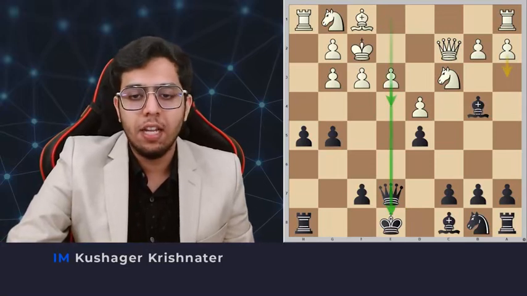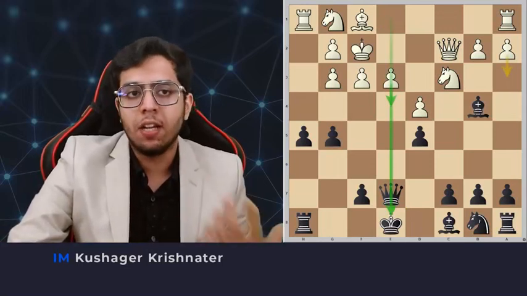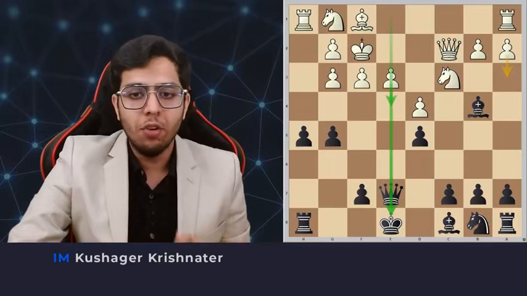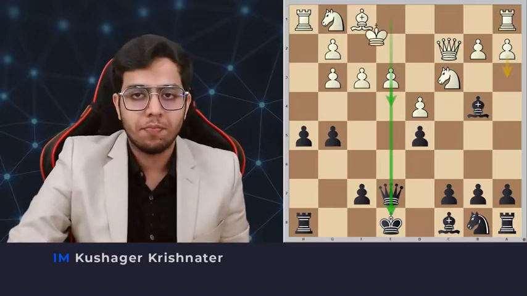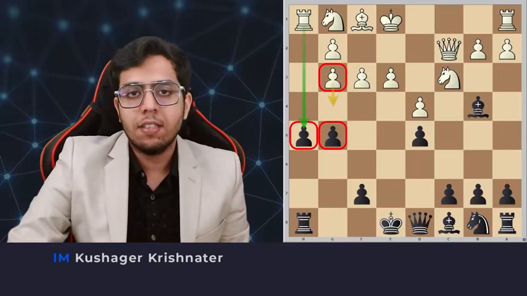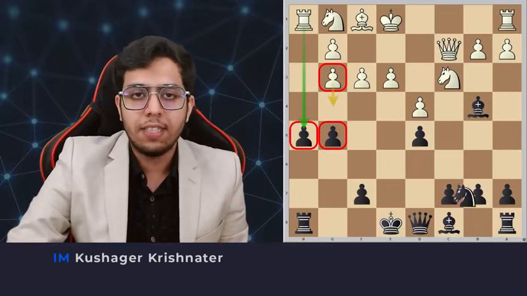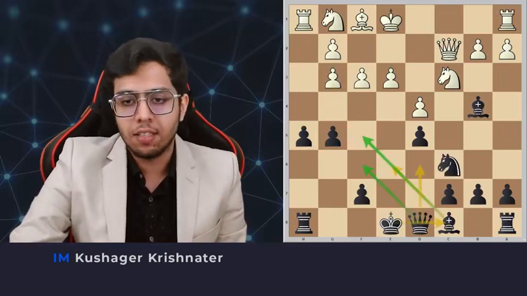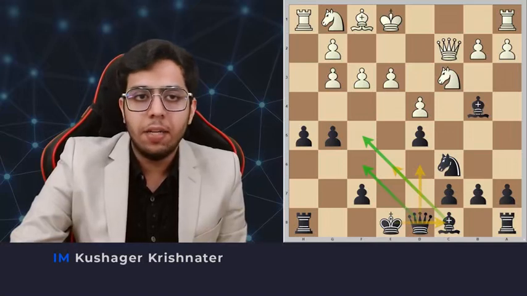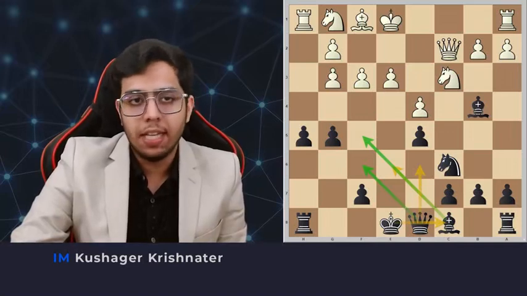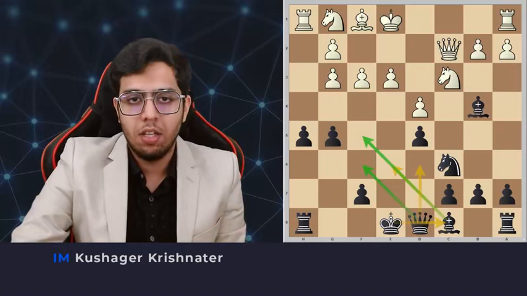But after king f2, I think white's better because now we have intentionally landed our queen in an uncomfortable spot. And after e4, we'll have some issues. So how do we deal with white's idea? By playing knight c6. Our idea remains the same. We want to play bishop e6, get the queen out, and castle long.